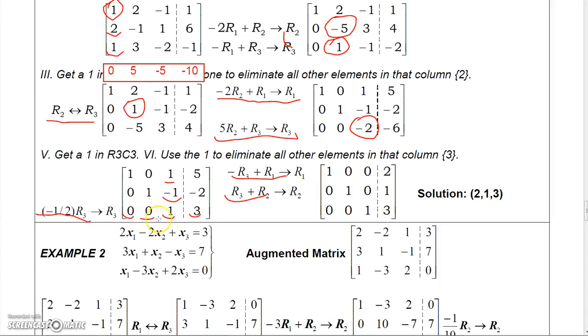And this next step's even easier. Row 3 plus row 2, just add them together. 0 plus 0 gives me 0 here, 0 plus 1 gives me 1 here, 1 plus -1 gives me 0, and then 3 plus -2 gives me 1. And now I can see that x is 2, y is 1, and z is 3. And that's your solution, the ordered triple 2, 1, 3.